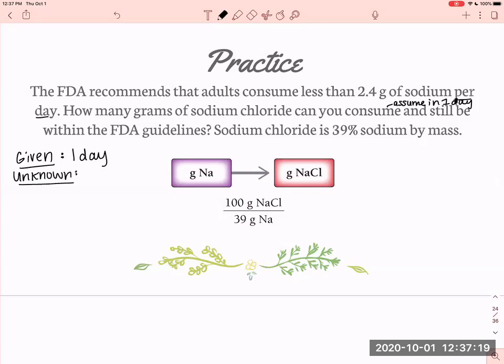You don't have to do the 1 day. You can do it without that. You could just say 2.4 grams of sodium. Since it is per 1 day, that can be your given. So we could say 2.4 grams of sodium.